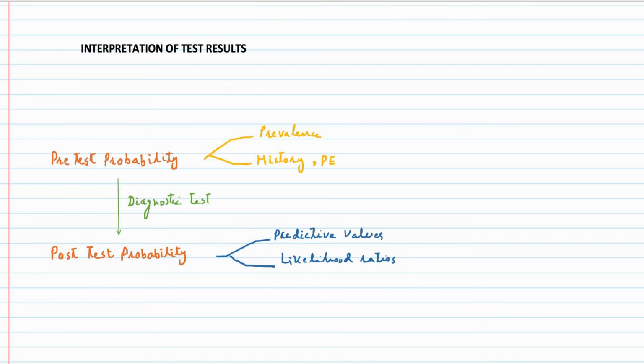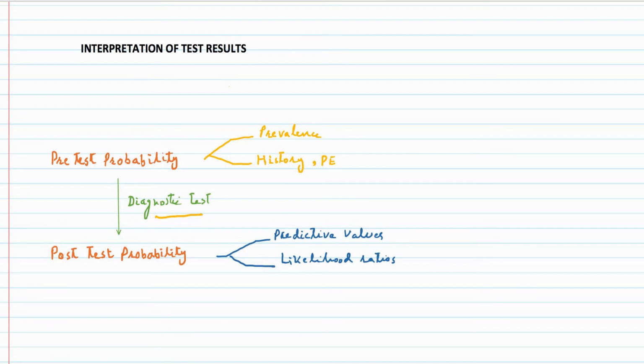After we have estimated pretest probability, we perform a diagnostic test and then calculate post-test probability. Post-test probability is the probability of presence of a disease after test results are known. There are two methods of calculation of post-test probability. The first method is by predictive values. For that, we need sensitivity and specificity of the test and prevalence of disease.